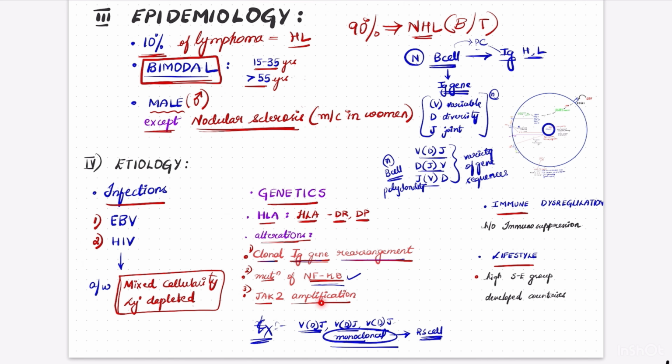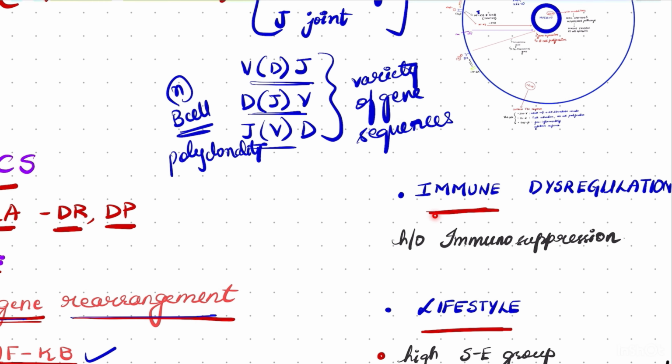And JAK2 amplification will also cause uncontrolled proliferation of B cells, which we'll study in pathogenesis. Coming to the third factor, that is immune dysregulation. It is associated with patients who are immunosuppressed, like transplant recipients who are put on immunosuppressants. This is one example of Hodgkin's lymphoma associations.